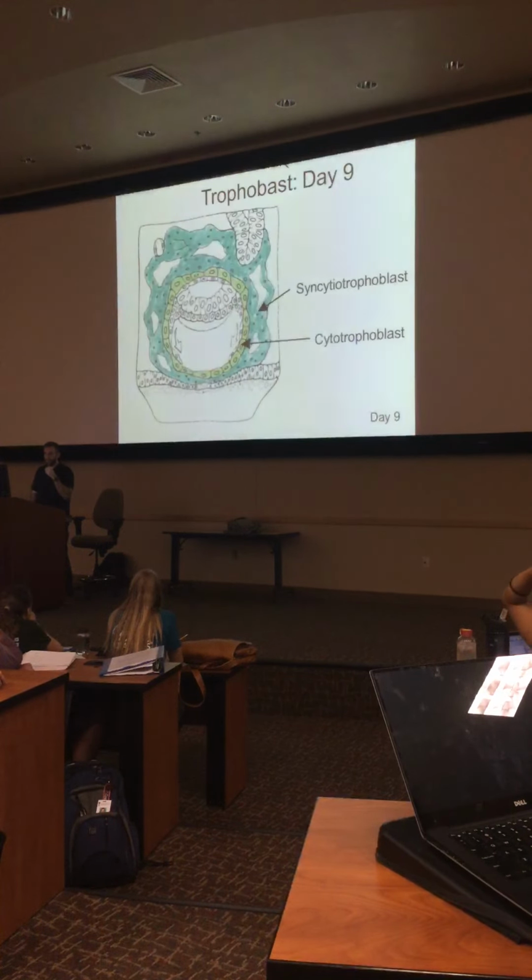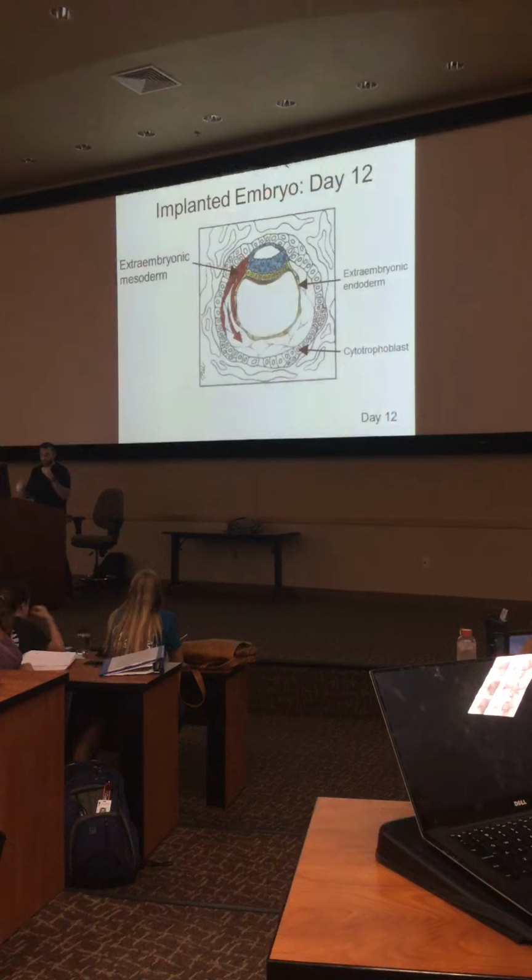So we're still going along. Day 9. Day 12, what starts to happen is these cells right here, the red ones, are called your extra embryonic mesoderm. Okay? These will start to push out from the epiblast. So extra embryonic mesoderm come from the epiblast. Okay?